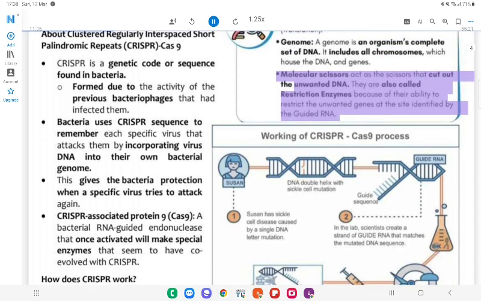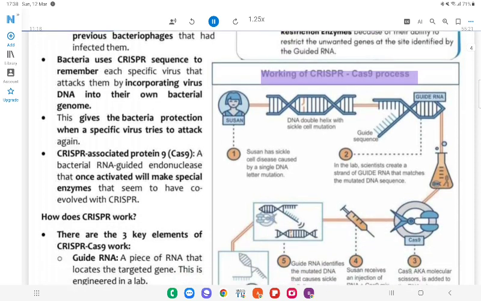Molecular scissors act as the scissors that cut out unwanted DNA. They are also called restriction enzymes because of their ability to restrict the unwanted genes at the site identified by the guide RNA. Working of the CRISPR-Cas9 process.